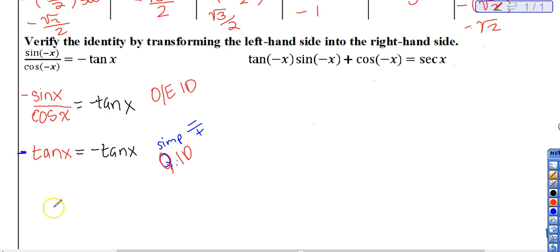I know. Wake up. Here we go. We're almost done. So first I need to deal with all these negative angles. I don't want negative angles. So let's write their equivalent values.